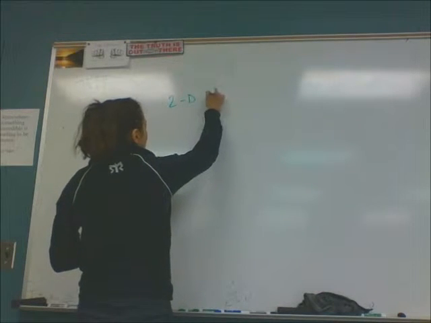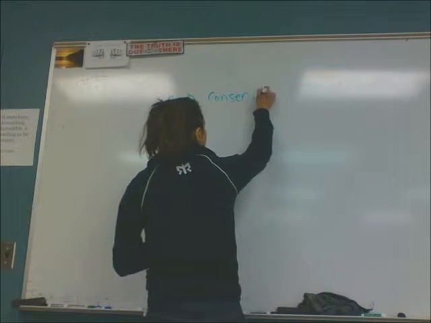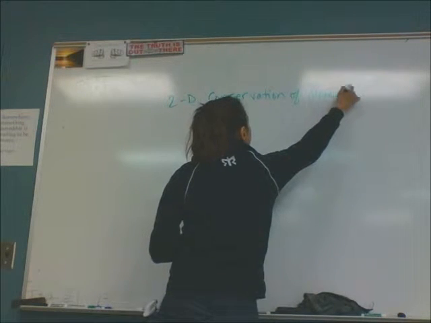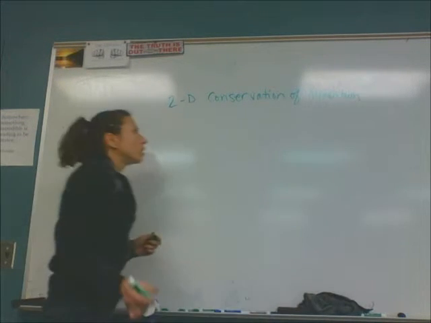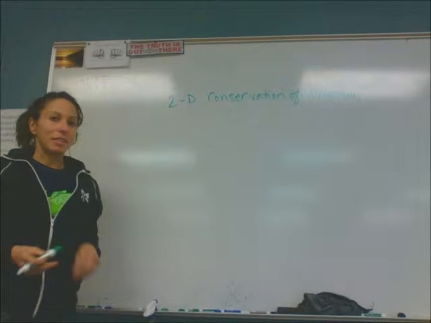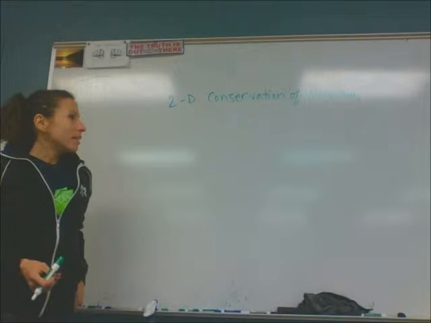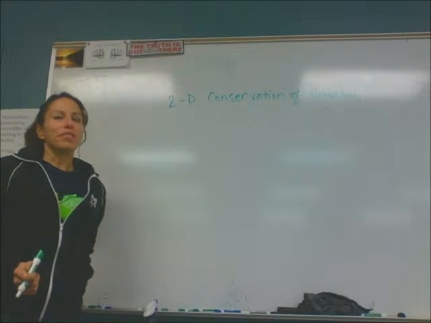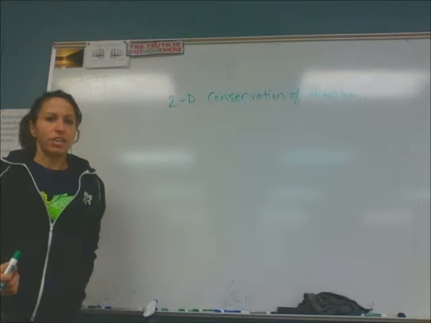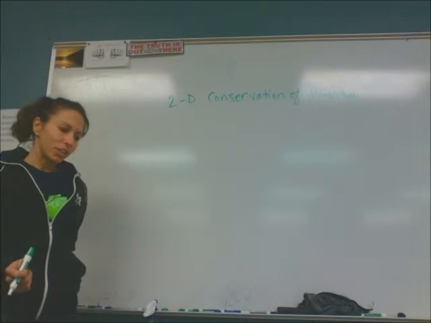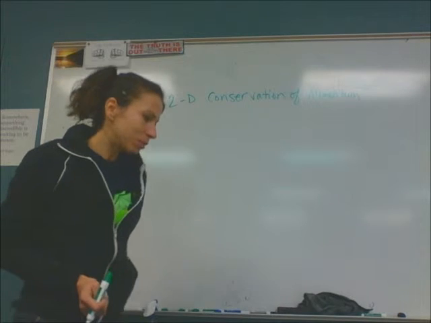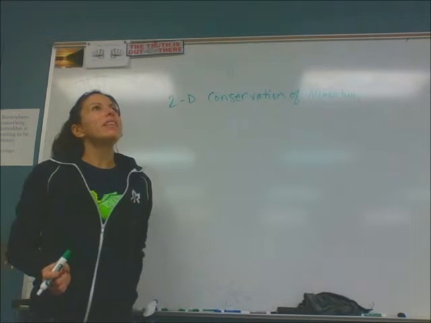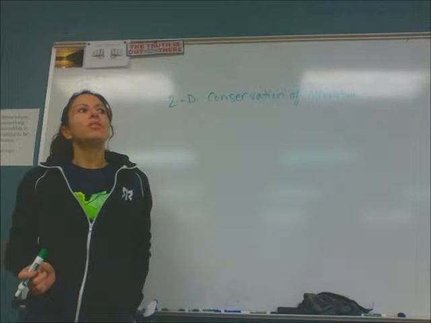Two-dimensional conservation of momentum is the same as one-dimensional conservation of momentum, except you have to do it twice. You have to do conservation of momentum in the x direction and conservation of momentum in the y direction. The difficult part is that you're doing everything twice, but also that very often you have to deal with vectors, momentum vectors, or whatever.